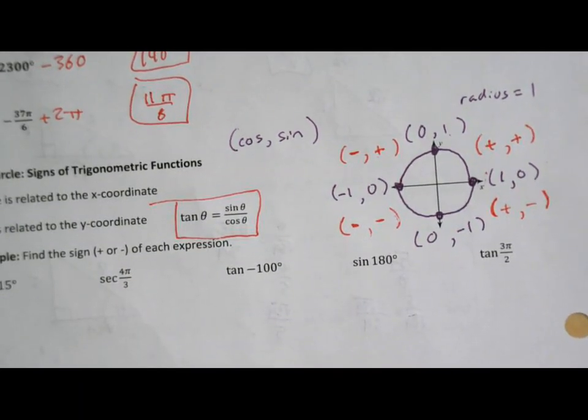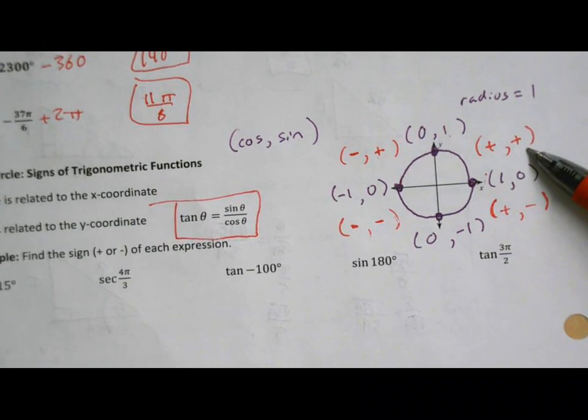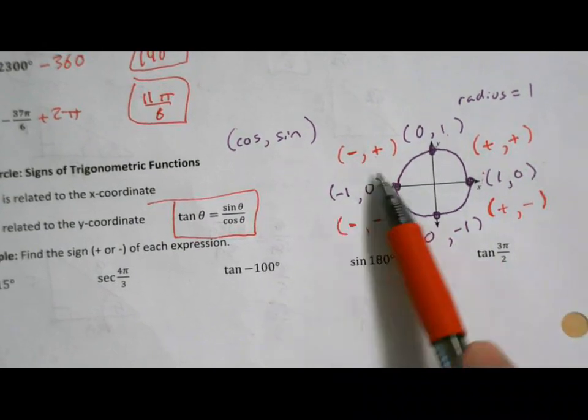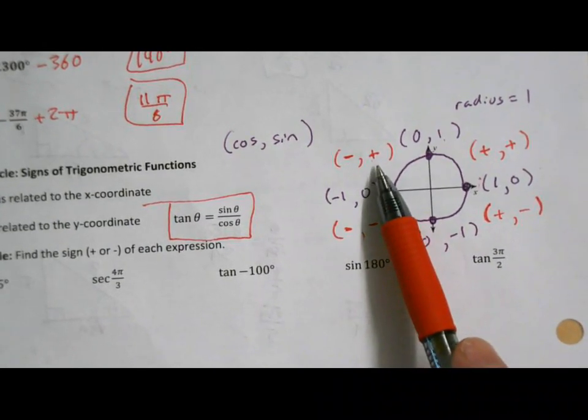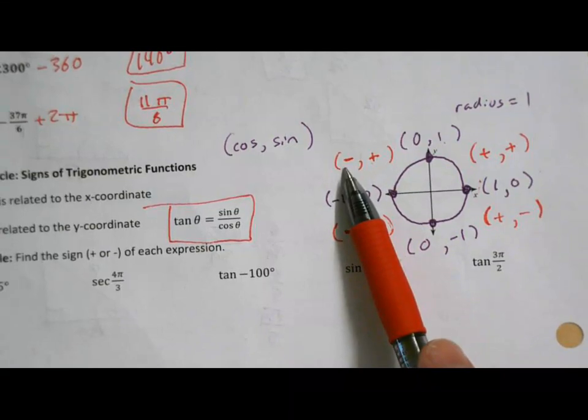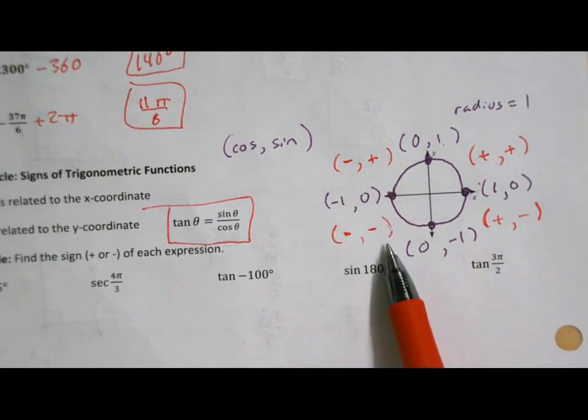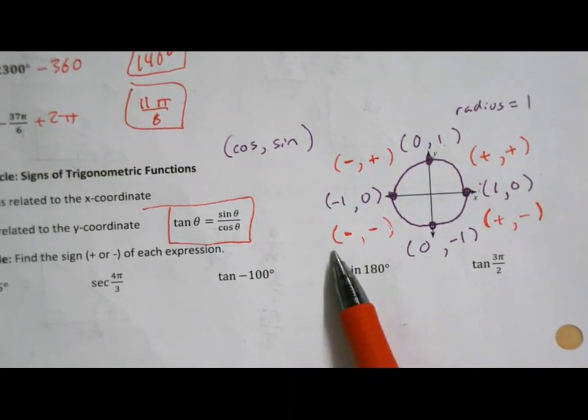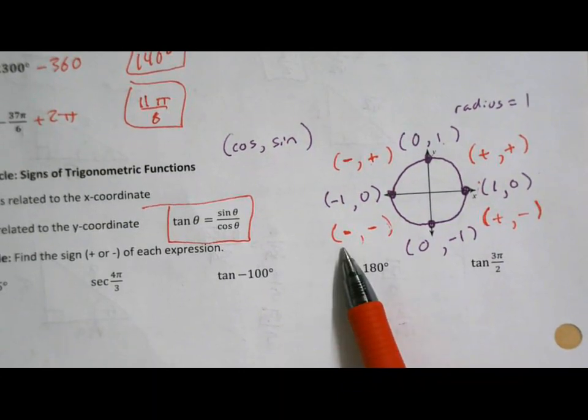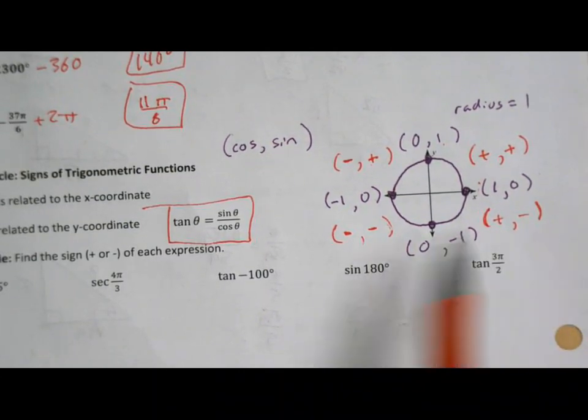All right, now we didn't talk about tangent, so let's talk about tangent in these quadrants. If I were to divide a positive divided by a positive, tangent is positive. Tangent in this quadrant is going to be positive over negative, which is negative. What's tangent going to be in this quadrant? Negative divided by negative is positive, and negative here as well.